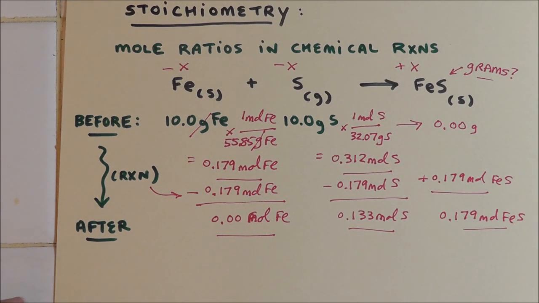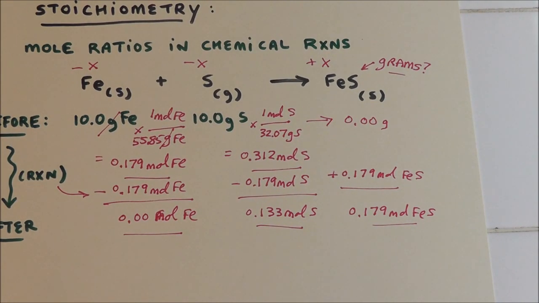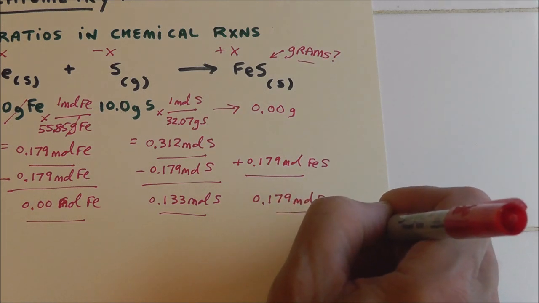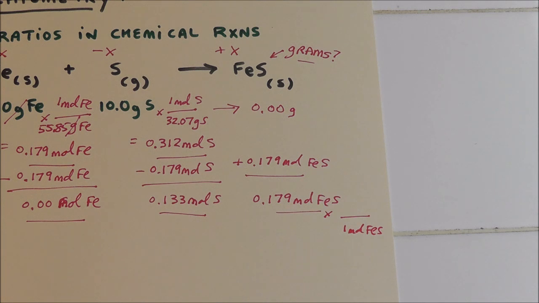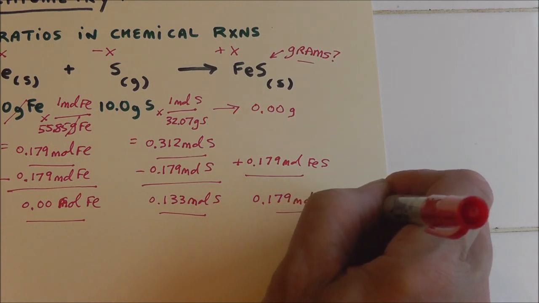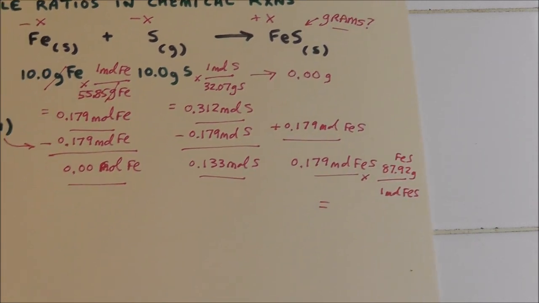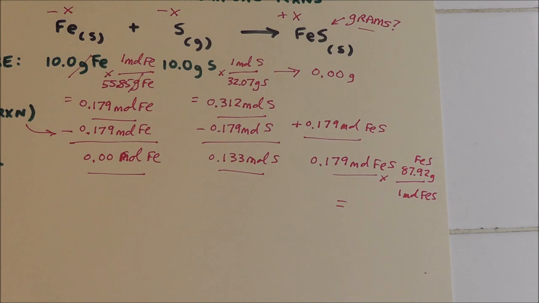And so if we cared to find out how many grams, because that was our goal, we would need to find out what 1 mole of iron sulfide weighs. It would be, of course, 1 iron at 55.85 grams plus a sulfur, which is 87.92. And now that we have it in the context of moles, we can answer our question. We would get 15.7. Make sure I did that right.